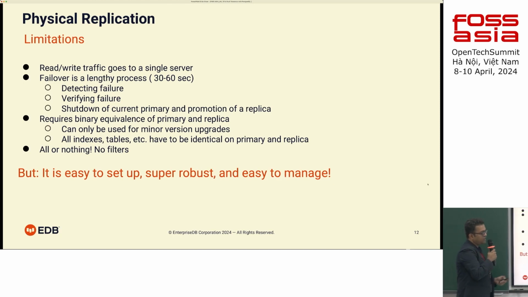And physical replication doesn't do filtering of data. If you require filtering of data, it's everything or nothing. So those are some of the limitations, again compared to logical replication. I'm going to talk on that. One more limitation I would say is that it requires the same binaries on the primary and the standby.